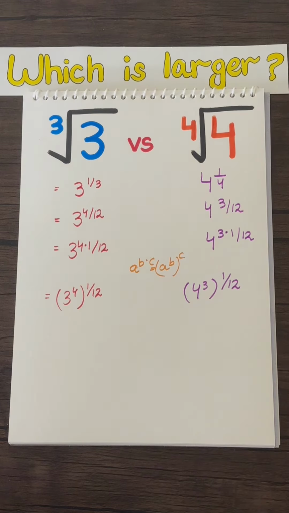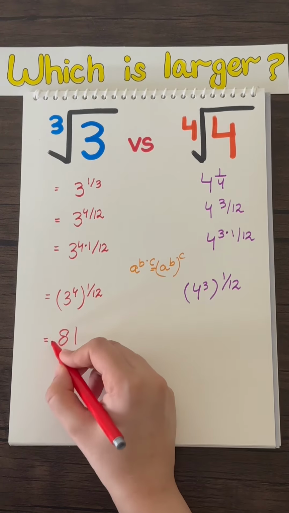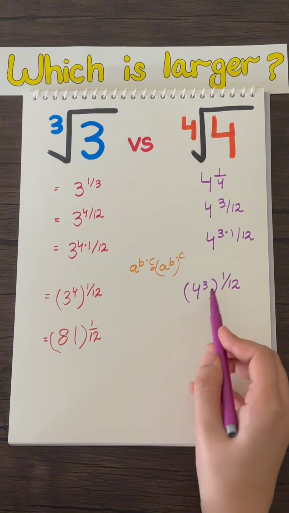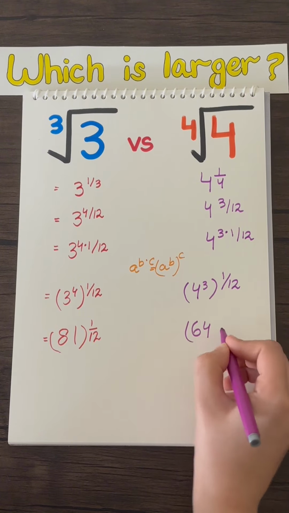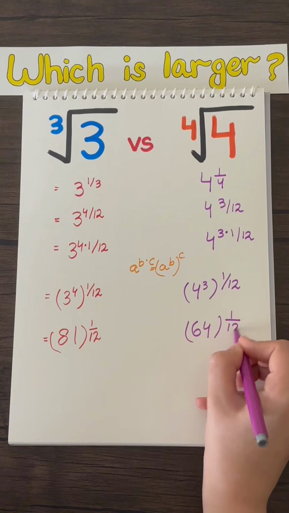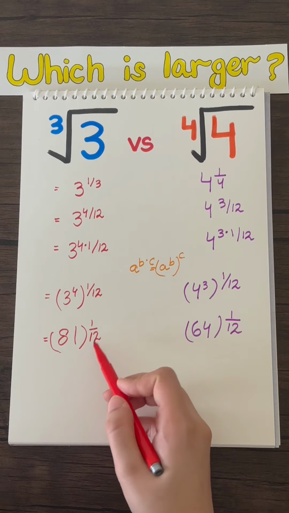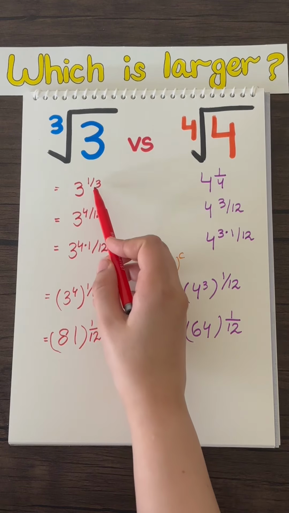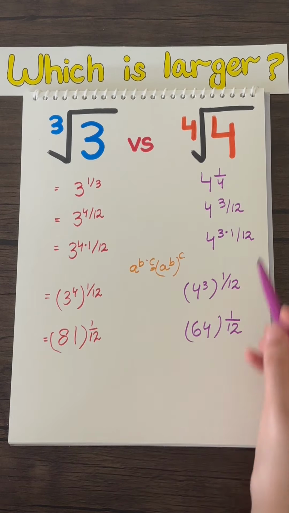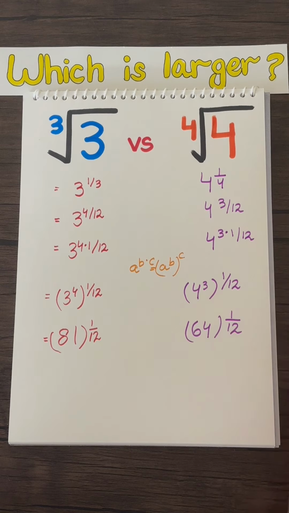So now we have 3 to the 4th to the 1/12 versus 4 to the 3rd to the 1/12. Now this can be written as 81 to the 1/12. And then 4 to the 3rd changes into 64 to the 1/12. So 81 to the 1/12 is the exact same thing as the cube root of 3, and 64 to the 1/12 is the exact same thing as the fourth root of 4.